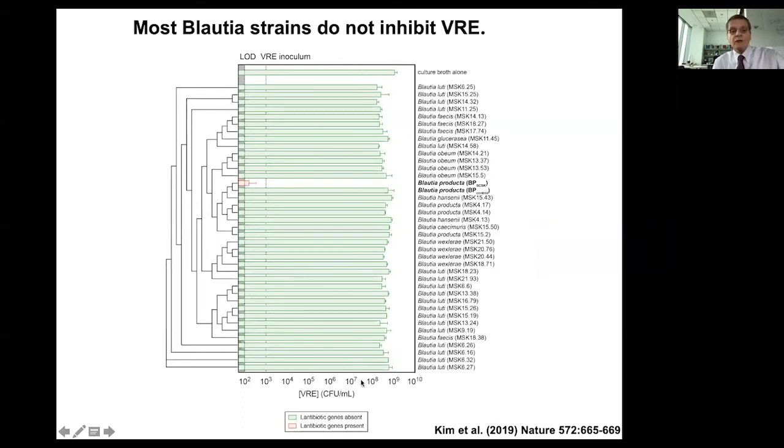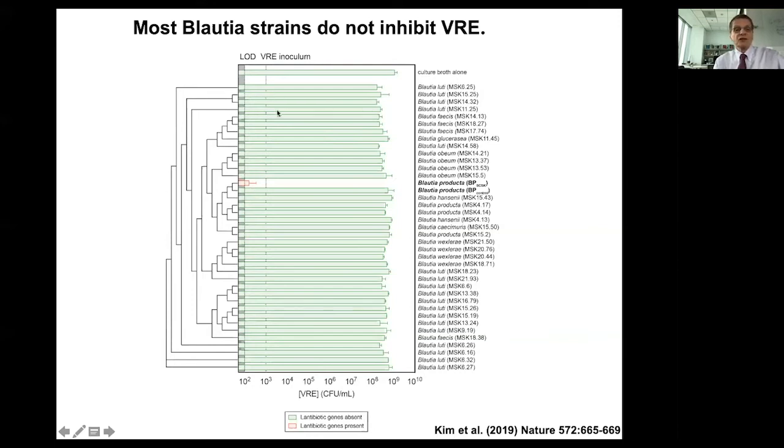And all the rest of the Blautias do not. So that was interesting to us. So inhibition of VRE by Blautia is not a general characteristic of Blautias. It's something that's specific to this Blautia producta.